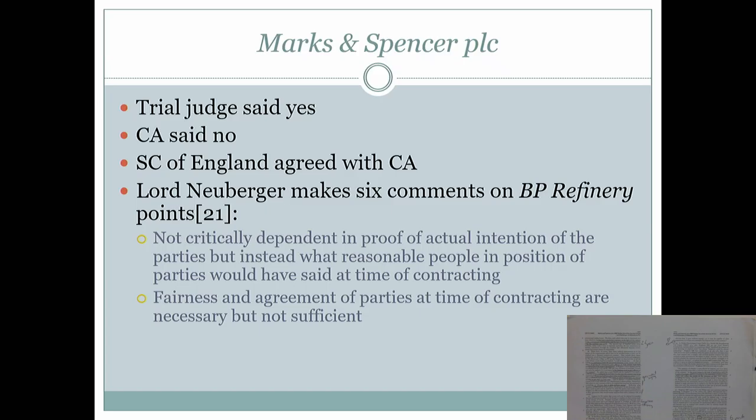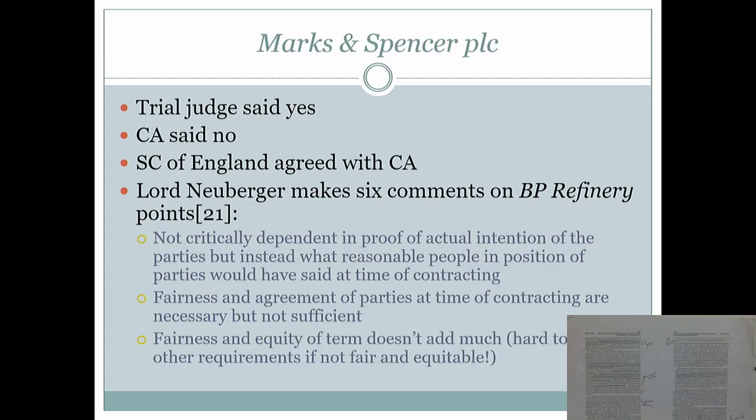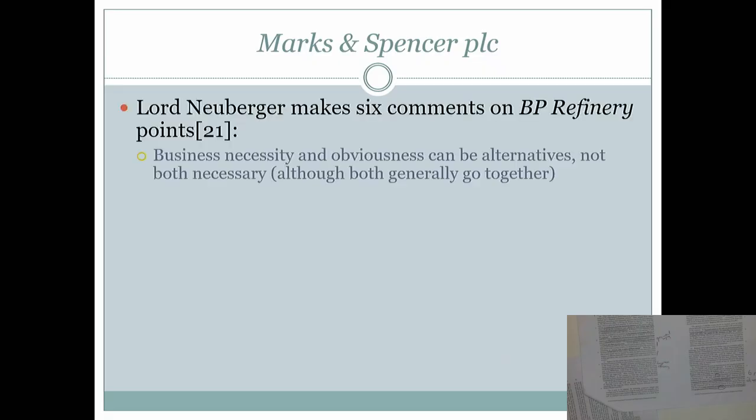Fairness or reasonableness are necessary but not sufficient. And in fact, fairness and equity, or reasonableness and equitableness, which is the first one of BP Refinery, doesn't add much to the test, simply because it's hard to satisfy those other requirements if it's not fair and reasonable. Business necessity and obviousness can be alternatives. You don't need to show both of them, although they both generally go together.